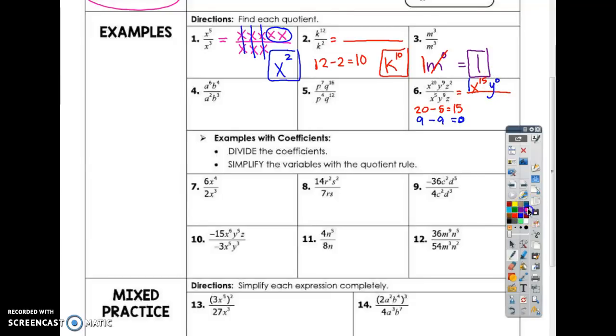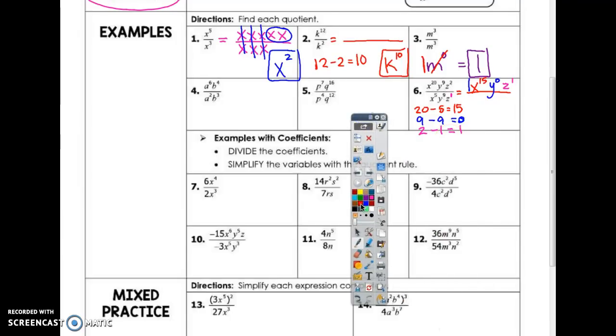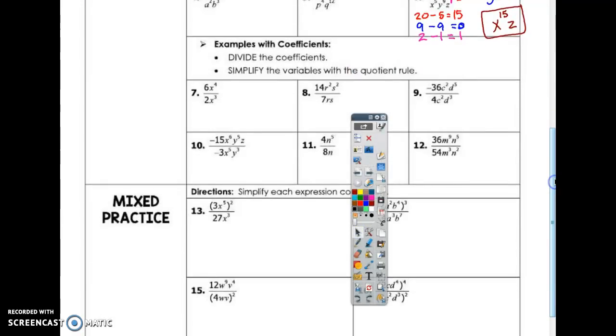And then the z's, you have 2 up here and 1 down here. If there's no number, it's a 1. So 2 minus 1 equals 1. So now you have z to the power of 1 left over. Now remember, I told you that anything to the 0 power just goes away, so you don't have any more y's. So now you just have x to the 15, z to the 1, done. Let's do problem number 9.